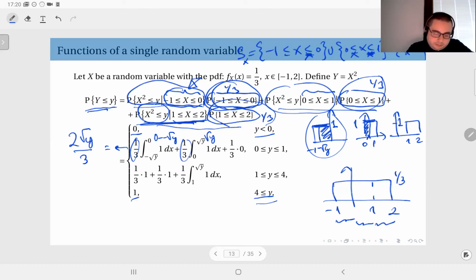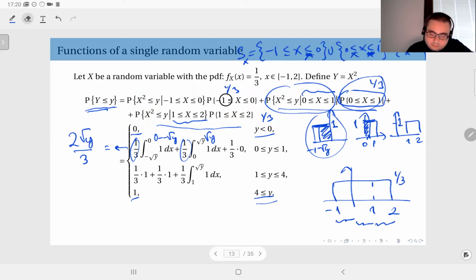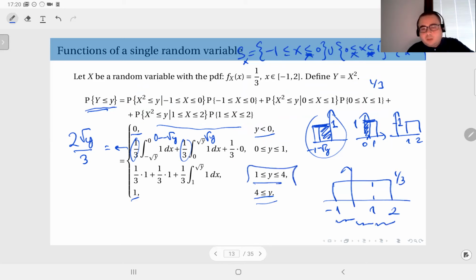Okay, and for this region, y between 1 and 4, again, all these have 1 over 3 probabilities, which appear here. But then when you look at these conditional probabilities, remember y is above 1. It's below 4, but it's above 1.